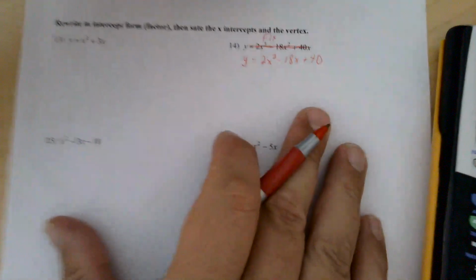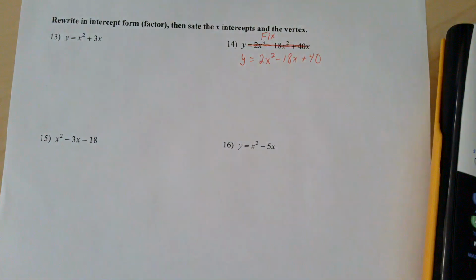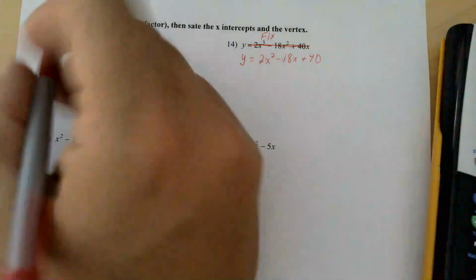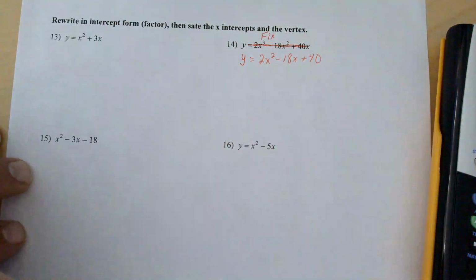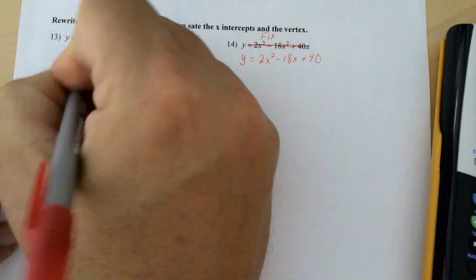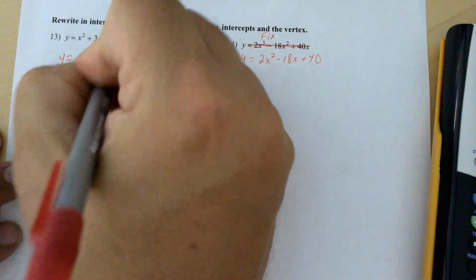Okay, these last 4 questions all involve factoring. So I want you to make sure you know how to factor, and then from factored form or intercept form, I want us to be able to find the vertex. So for this problem, always remember GCF. This is a very easy problem, but it confuses a lot of students because it's just x squared plus 3x. All you can do is factor out an x.